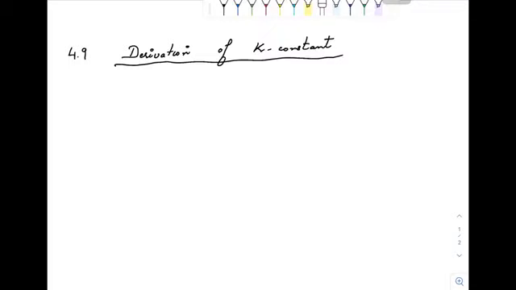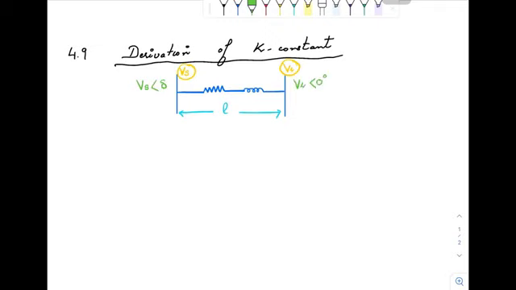For that, let's consider the feeder. So this is the sending end voltage, this is the receiving end voltage, this is the length of the feeder. Suppose that the angle of sending end voltage is delta and the receiving end voltage is the reference. So that's why the angle of receiving end voltage is 0.